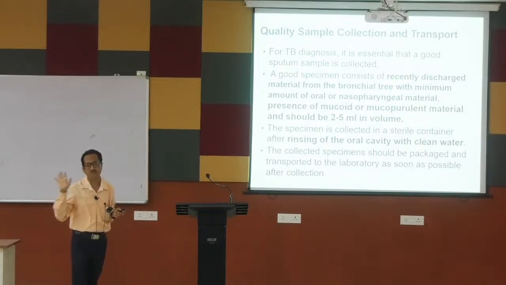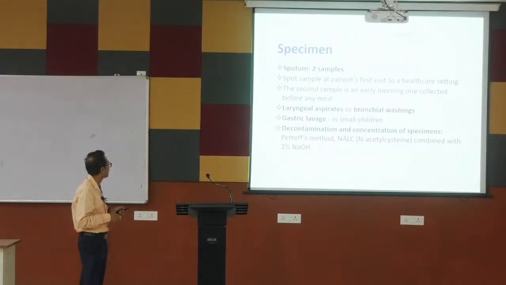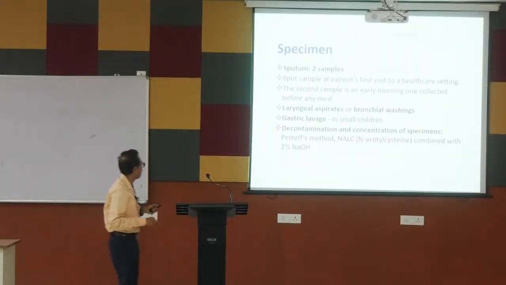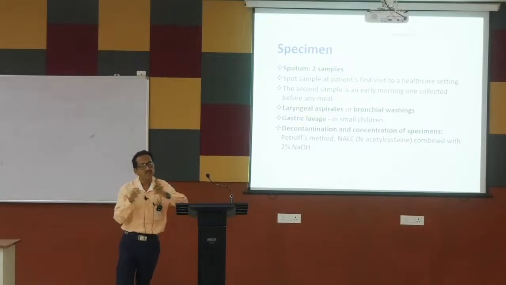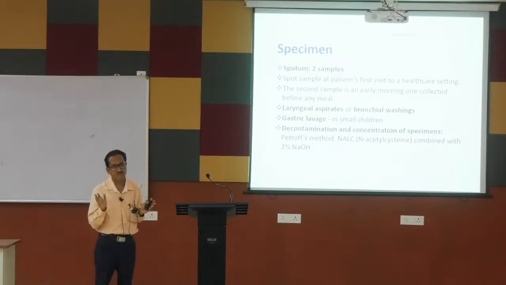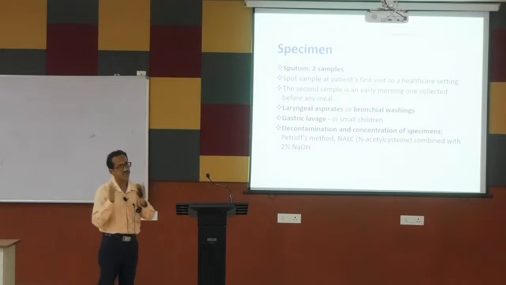There is no transport media for sending the sputum, but it should be packaged and transported to the laboratory as soon as possible. Two samples I have already told. What are the other samples for pulmonary tuberculosis other than sputum? Children who cannot cough, you can give gastric lavage, laryngeal aspirate or bronchial washing. Gastric lavage in small children less than 2 years who cannot cough can be given because they usually swallow the sputum.